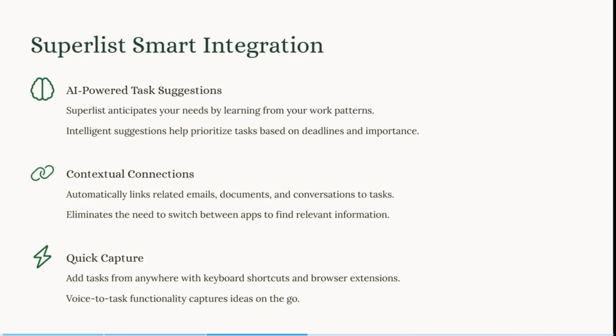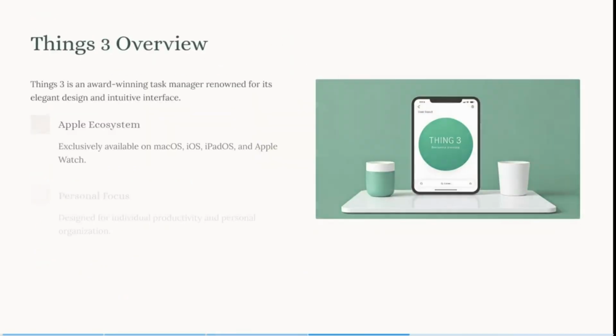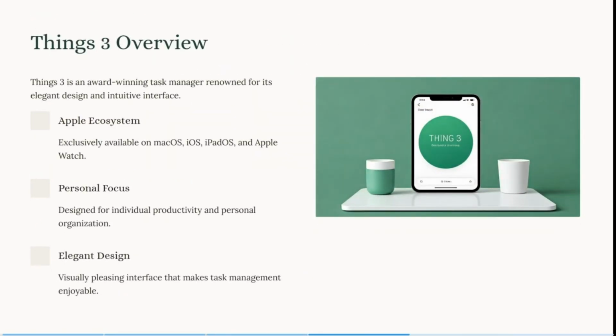It also adds tasks from anywhere with a keyboard shortcut, and it has a browser extension. It also has voice-to-task functionality, which captures ideas on the go. This is great. Let's have a look at Things 3 now.